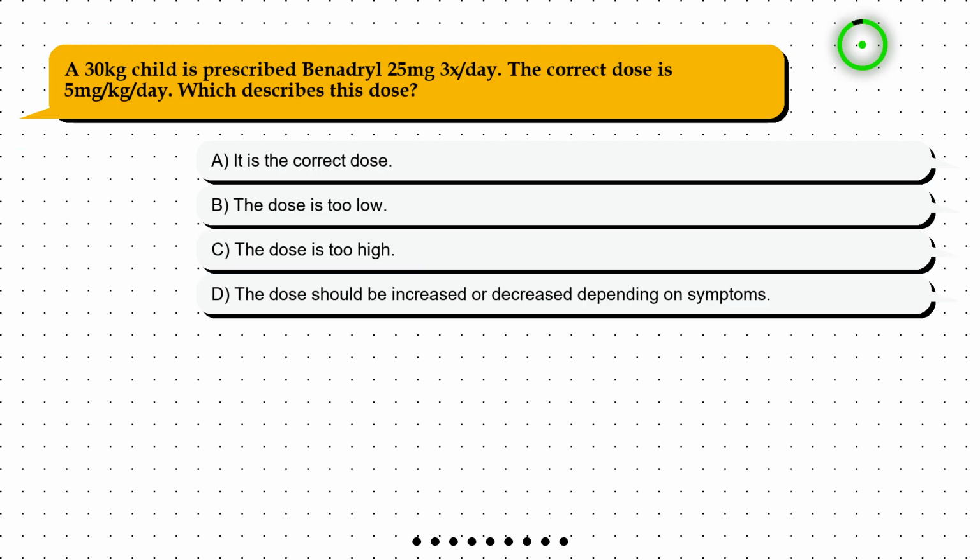Question 8. A 30 kg child is prescribed Benadryl 25 mg 3x/day. The correct dose is 5 mg/kg/day. Which describes this dose? Option A. It is the correct dose. Option B. The dose is too low. Option C. The dose is too high. Option D. The dose should be increased or decreased depending on symptoms.